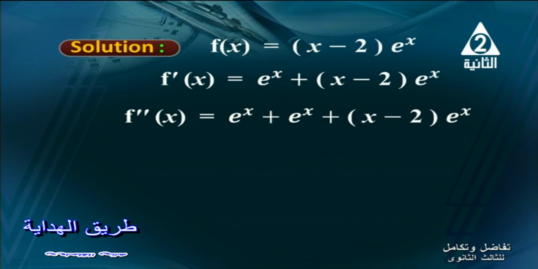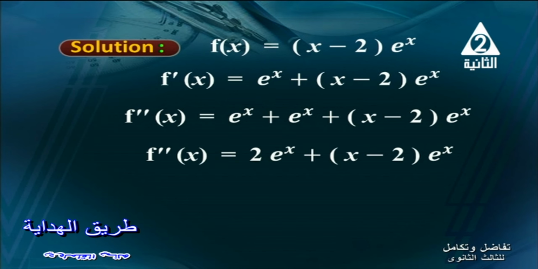Now, the second derivative, f double dash x, equals the first term e power x, whose derivative is e power x, plus the derivative of the product (x minus 2) multiplied by e power x. The derivative of this term is e power x plus (x minus 2) multiplied by e to the power x. Then f double dash x equals e power x plus e power x, which is 2 e power x, plus (x minus 2) times e to the power x.